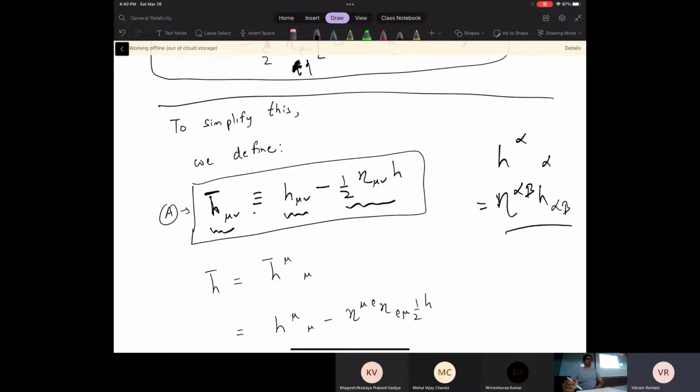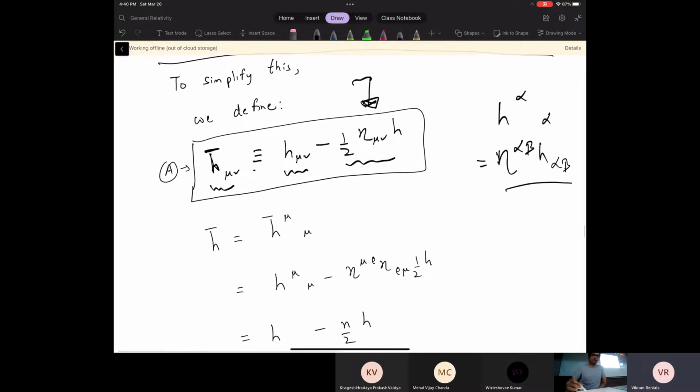Okay, so this is the redefinition, and you can show then that h bar, which I defined to be h bar mu mu. So now I raise this h bar index with eta, which is eta mu nu h bar mu nu, where I've defined h bar mu nu here. This is equal to, I can use the definition of h bar mu nu. So the first term is just h. When I take eta mu nu times h mu nu, I get h.